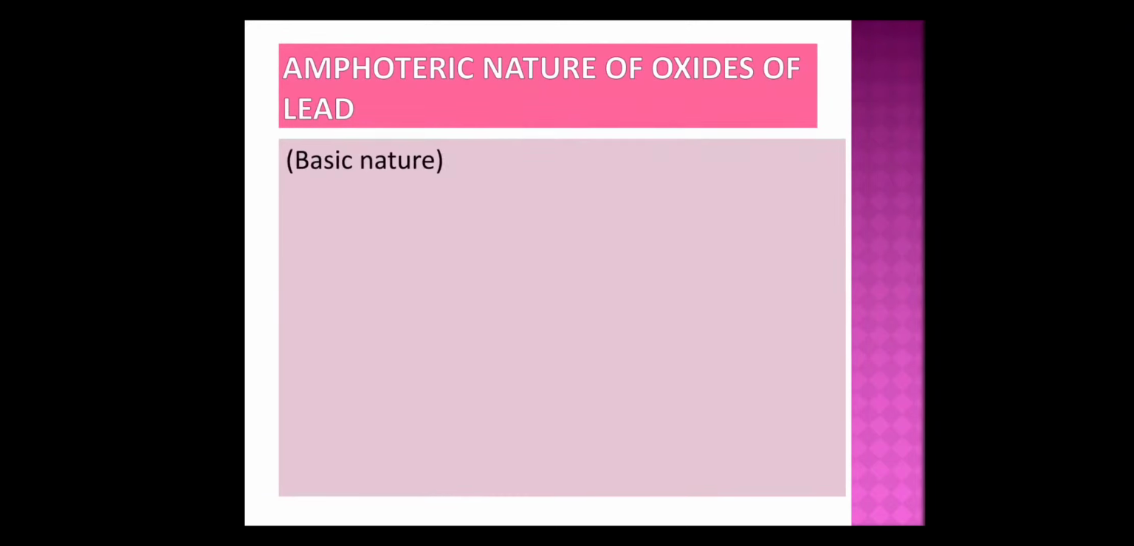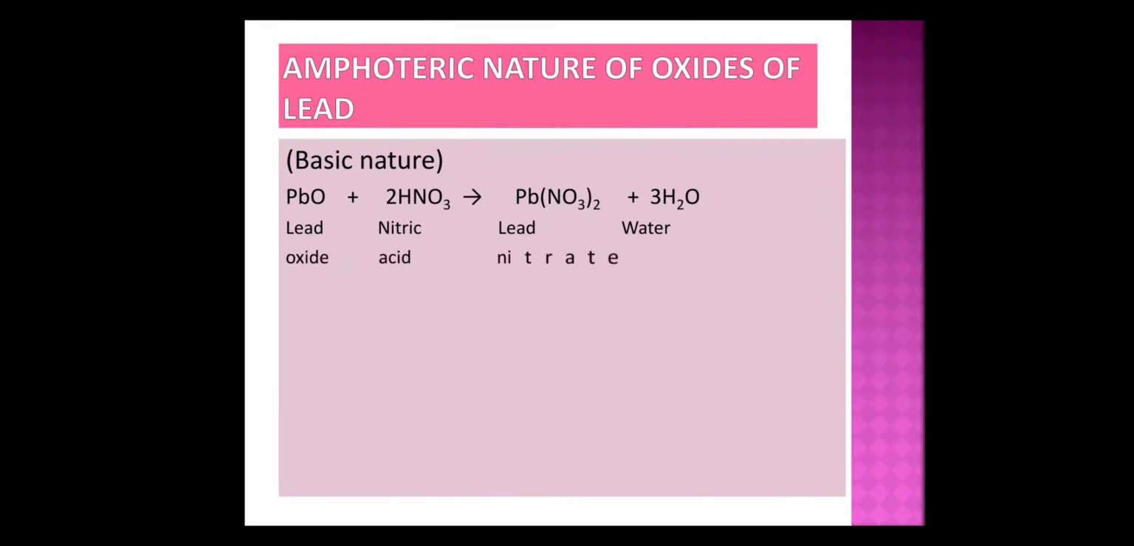Lead oxide. We'll start with the basic nature. Lead oxide reacts with nitric acid to give us lead nitrate and water. So we get a salt and water when lead oxide reacts with the acid. So it shows its basic nature.